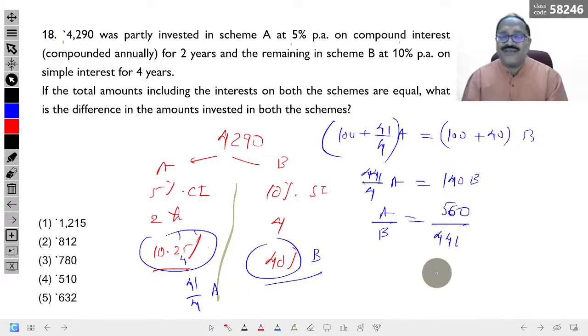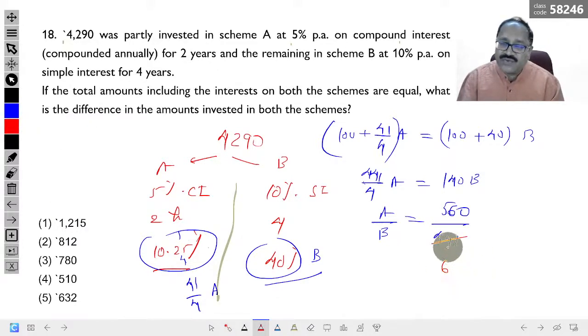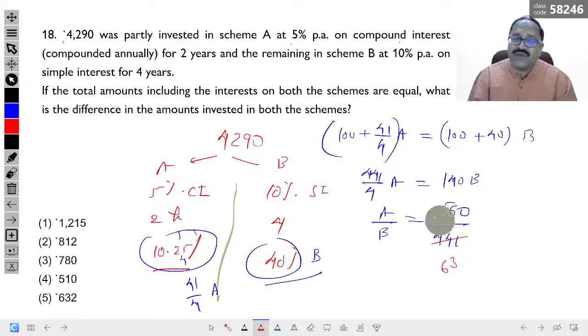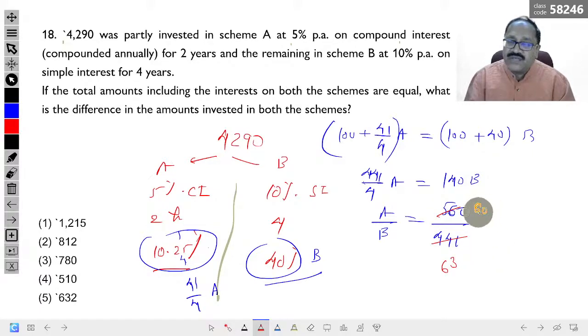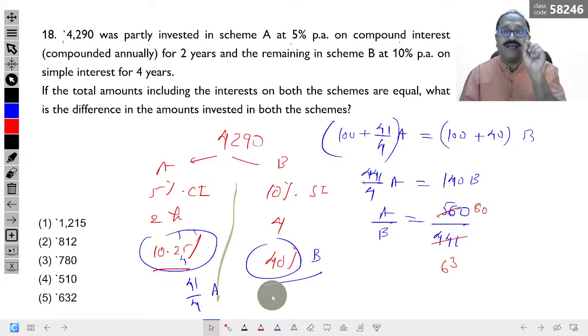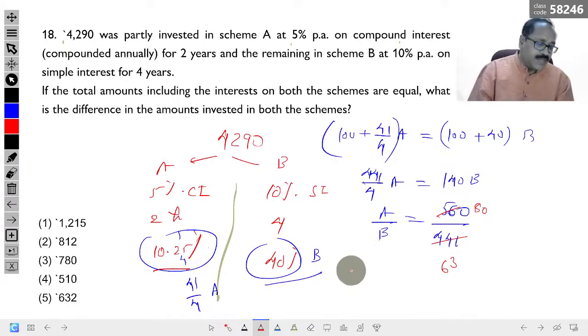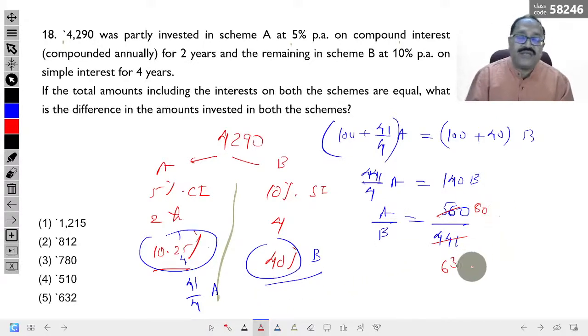Yes, this is the ratio. Now you see what cancels with 7. 7 6 is 42, 7 3 is 21, 7 8 is 56. So the ratio of the principals, A is to B, is 80 is to 63. You are asked what is the difference between these two. The difference is 17 parts out of how many parts? 80 plus 63, that comes 143 parts.